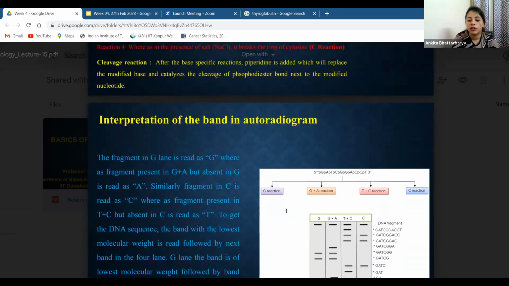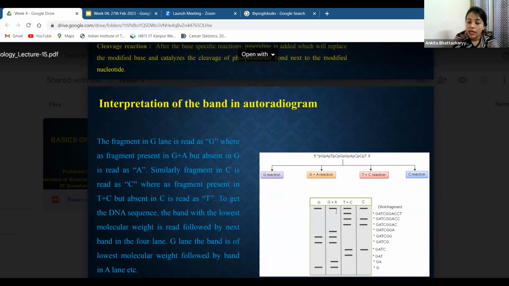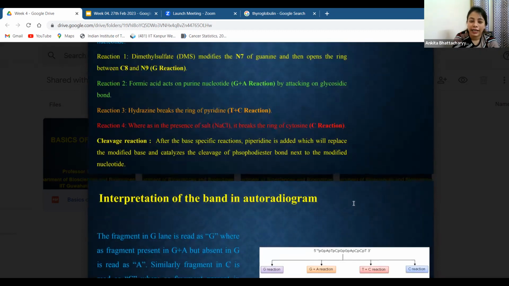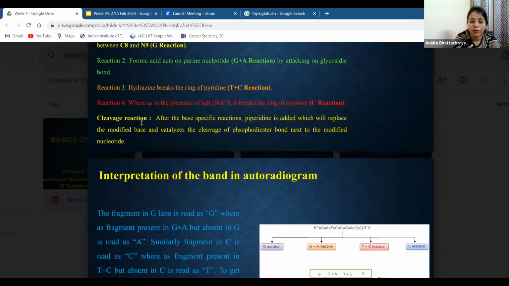So here, 4 different reaction sets are present as well, but the deduction from these reaction sets is actually quite different compared to what we see in Sanger's method. Here, the deduction is for G, G plus A, T plus C, and C. And for that, the chemicals that are used are DMS or dimethyl sulfate, formic acid, and hydrazine, and effectively we are able to see what is the change that is occurring, right?